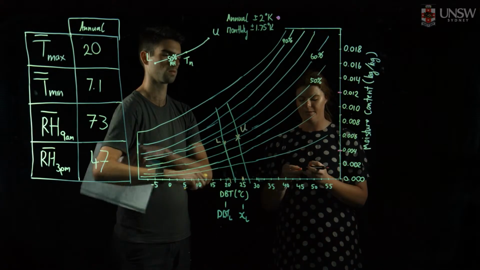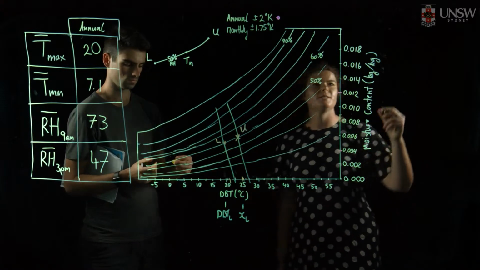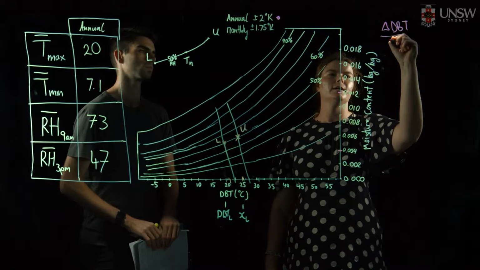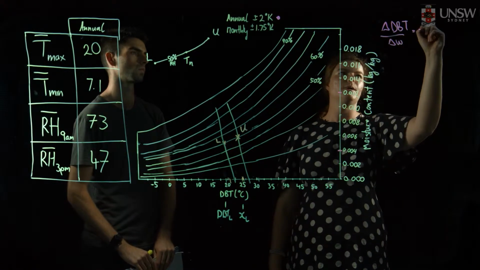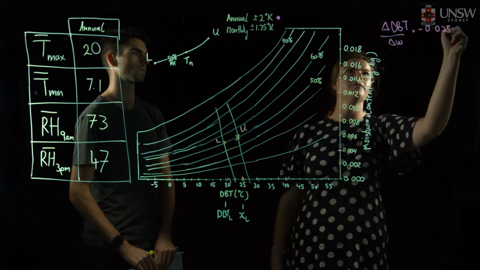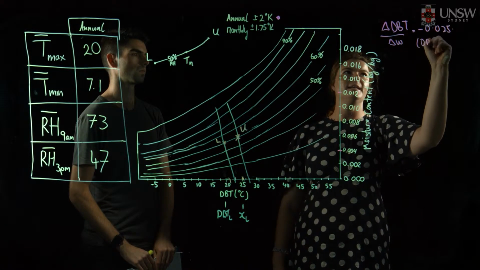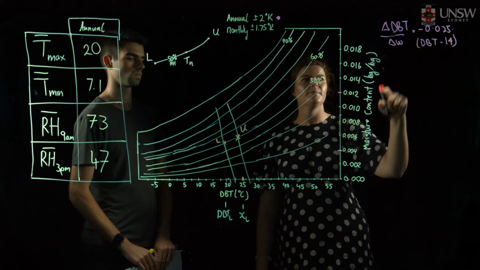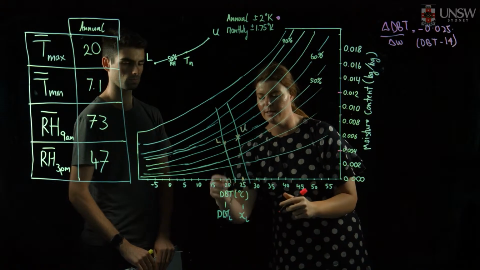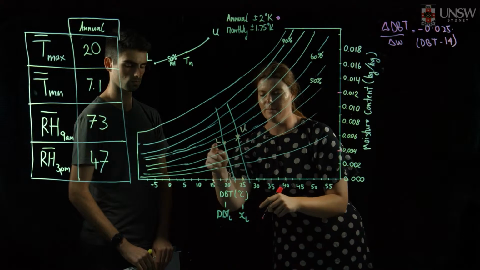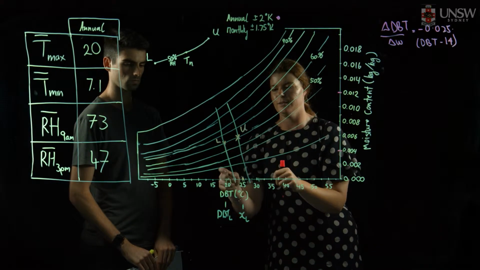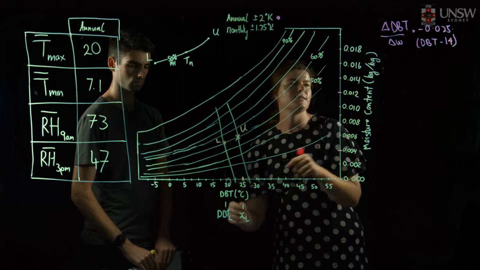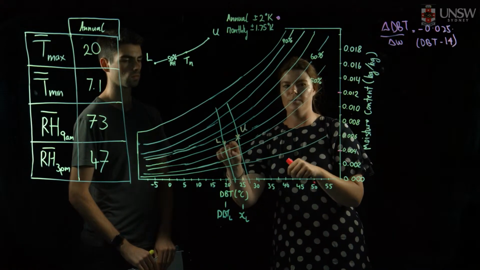Sure. So to do that, you're going to need to use an empirical formula, which is given by delta dBT over delta omega equal to minus 0.025 multiplied by dBT minus 14. Just to explain what these terms actually are. So the delta dBT is the difference between your dry bulb temperature, which will either be from your L or your U. For the moment, we're just focusing on L, so we'll use L, and where this set line intersects with the x-axis. And your delta omega will come from the psychrometric chart.